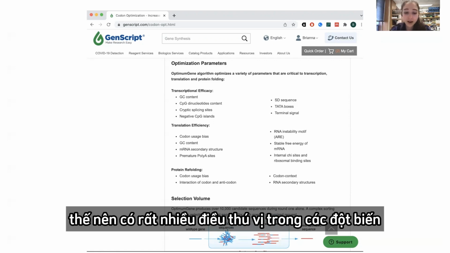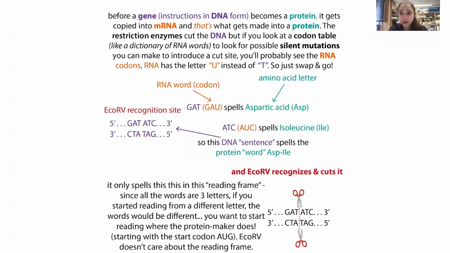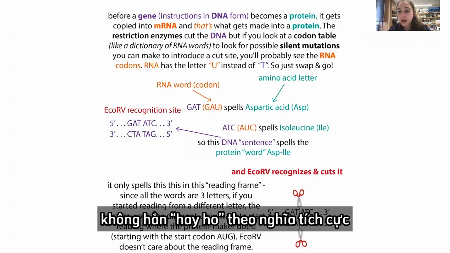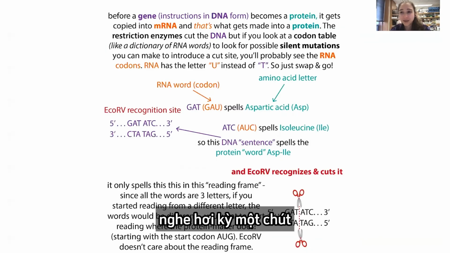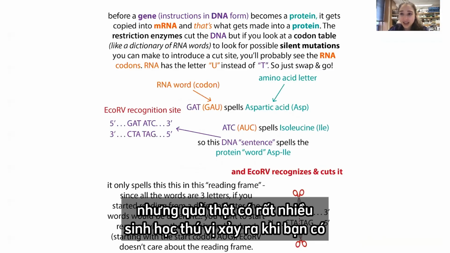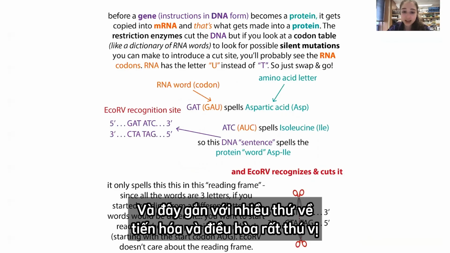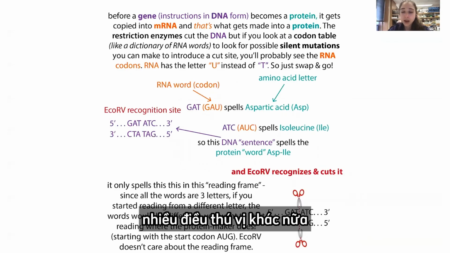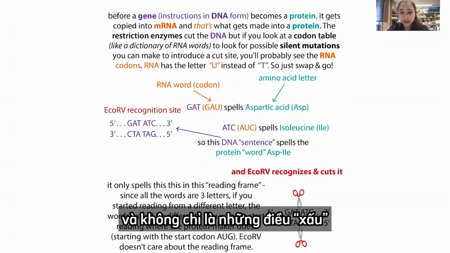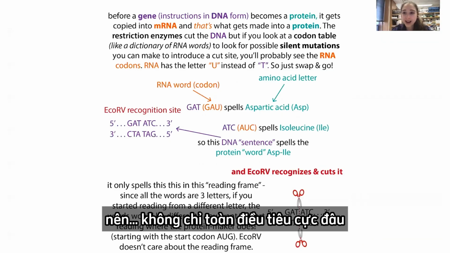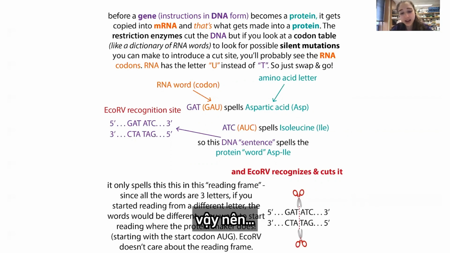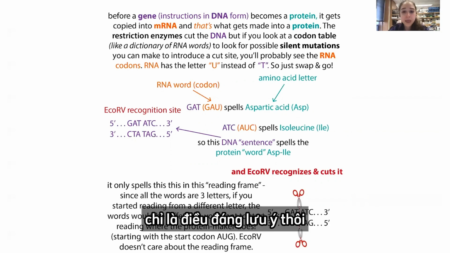So there's a lot of cool stuff going on in mutations, not like cool stuff, but, that sounded really weird. But there's a lot of interesting biology that happens when you have changes in DNA in sequences that aren't actually making proteins. And so this is a lot of evolutionary stuff and really cool regulatory stuff, various cool things. And so not just bad things. And so, yeah, just something to be aware of.